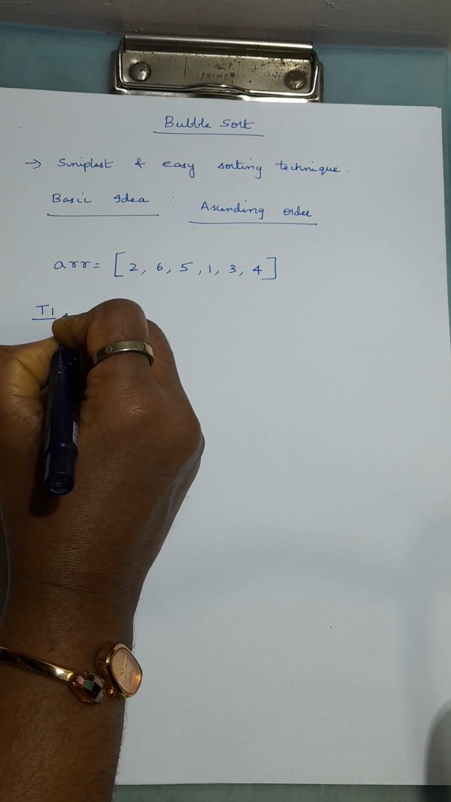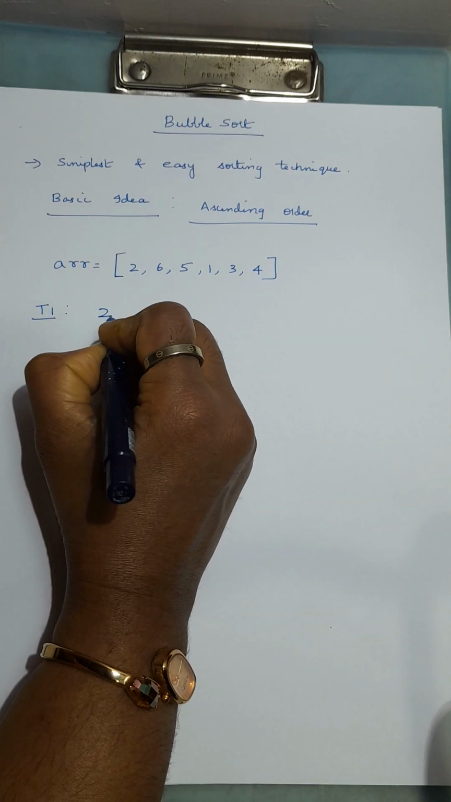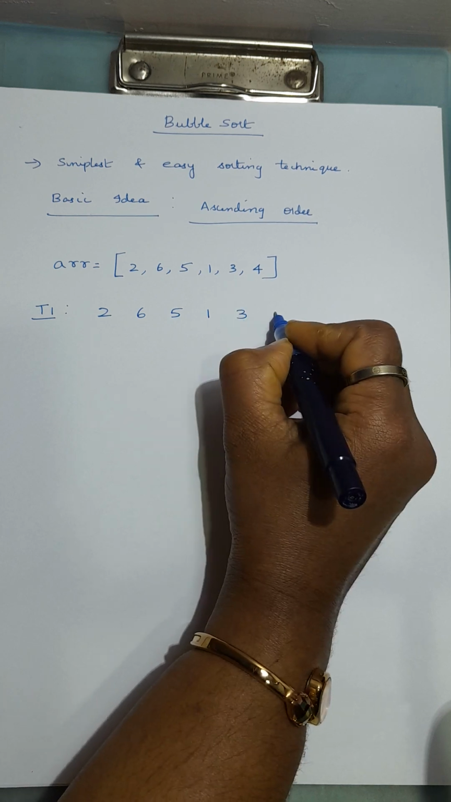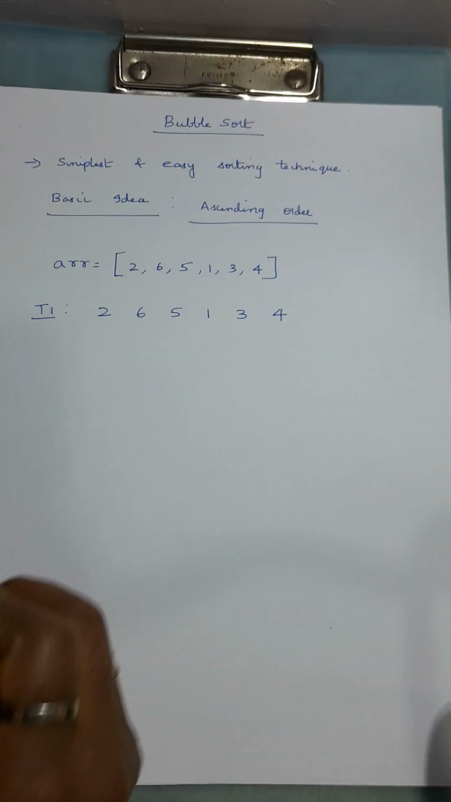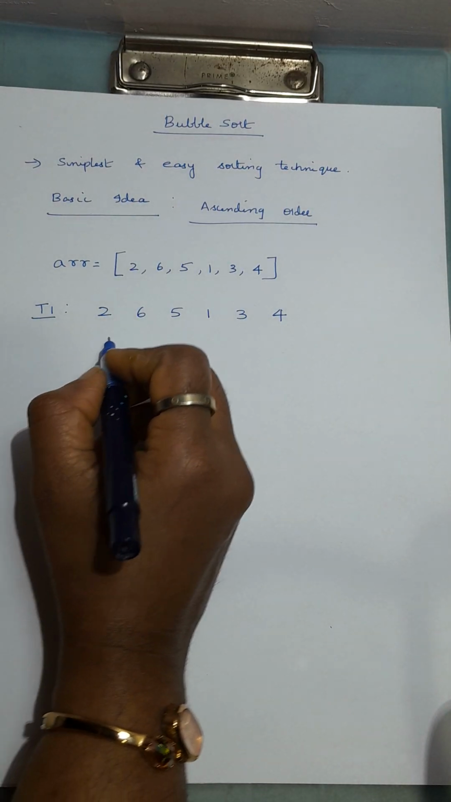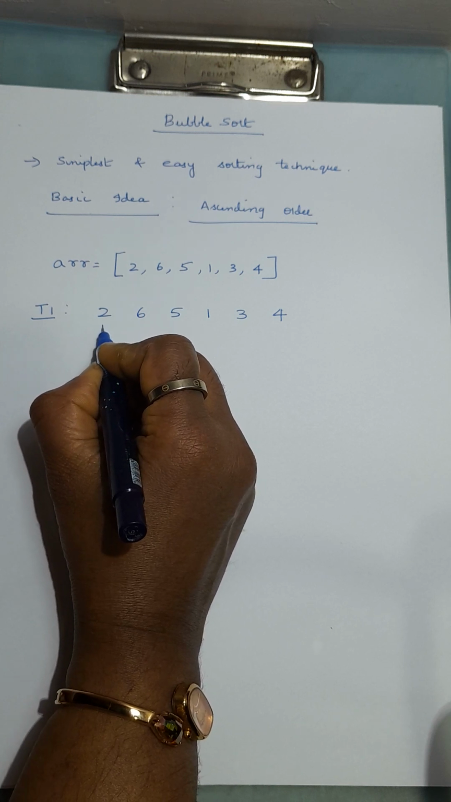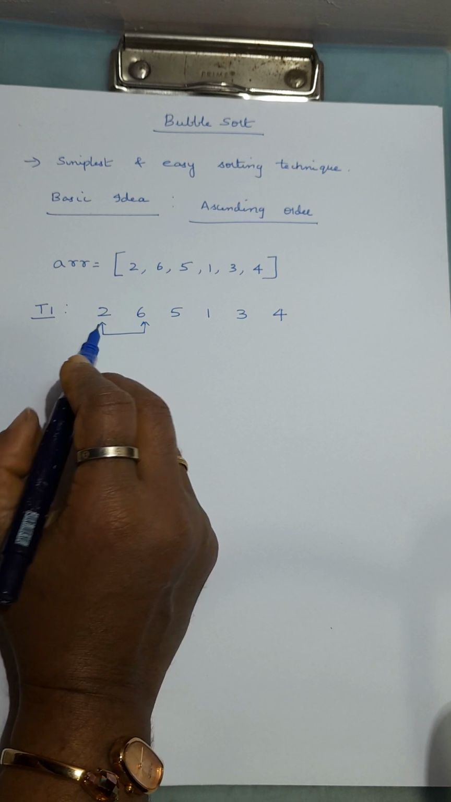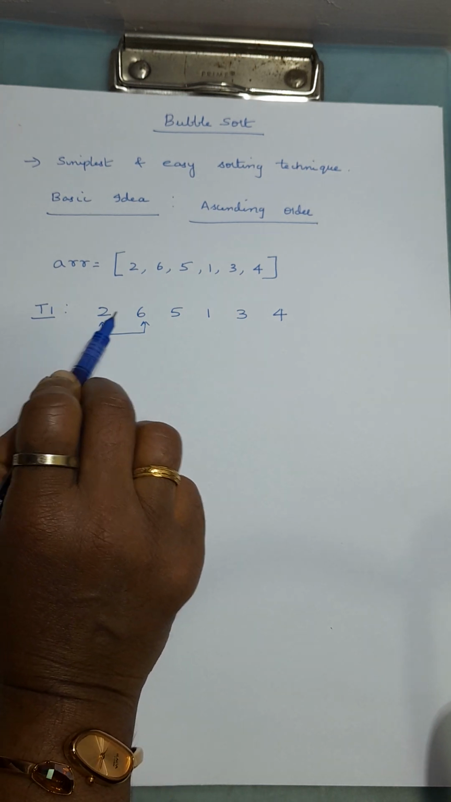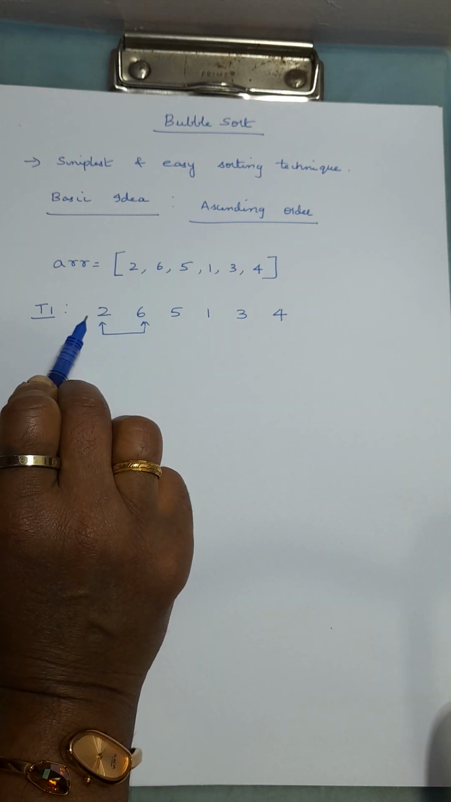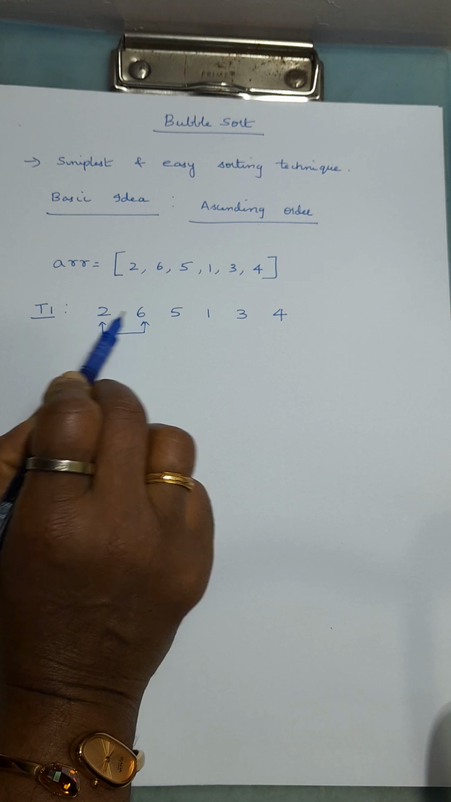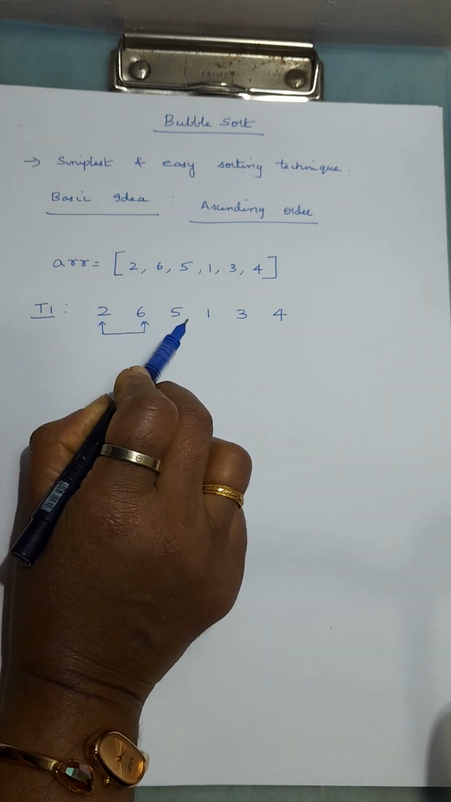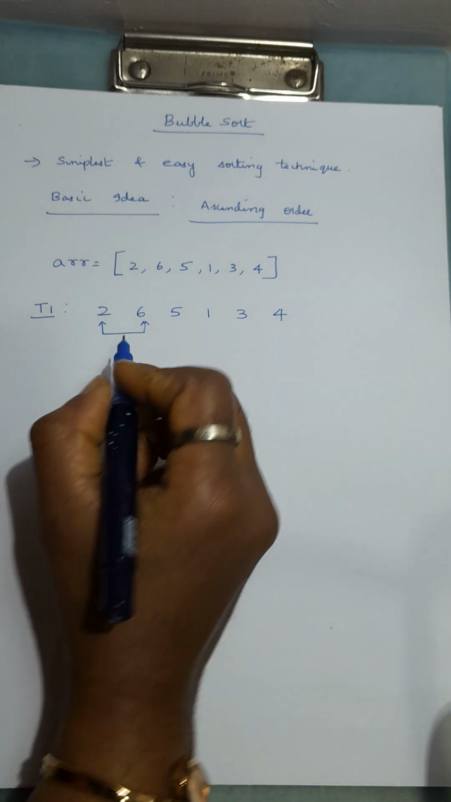So first trace, iteration 1. The given elements are 2, 6, 5, 1, 3 and 4. Now what we actually do is we first check the first two elements. We check whether 2 is greater than 6, whether the first element is greater than the second element. If it is not greater, nothing happens, leave as it is, move on to the next element.